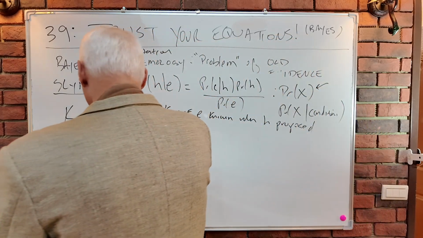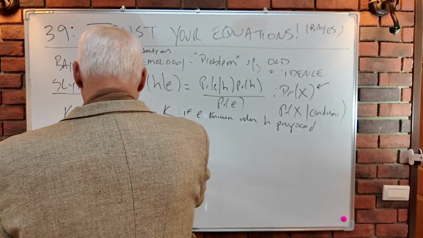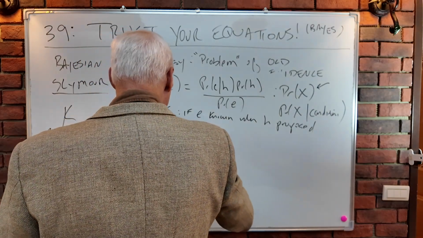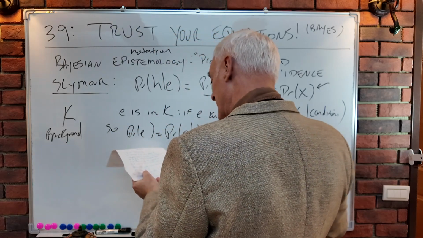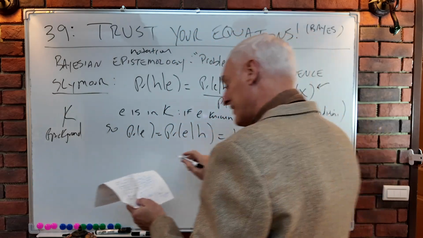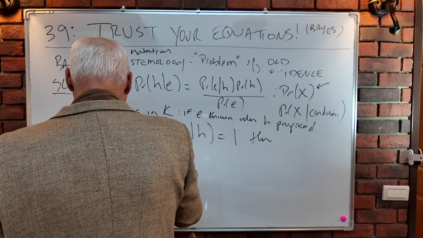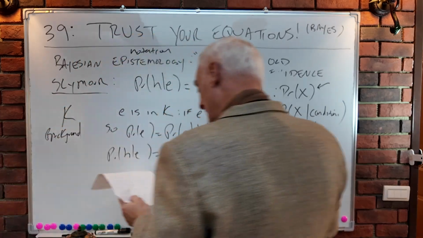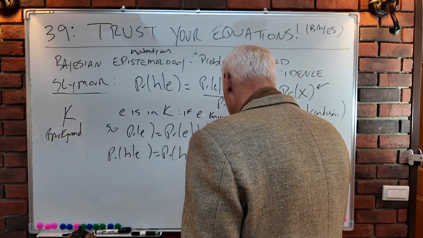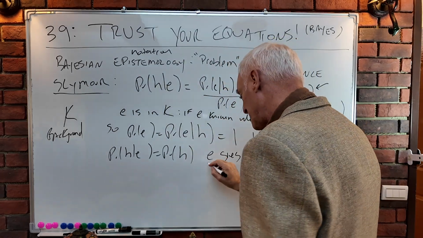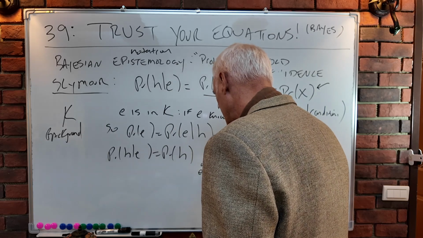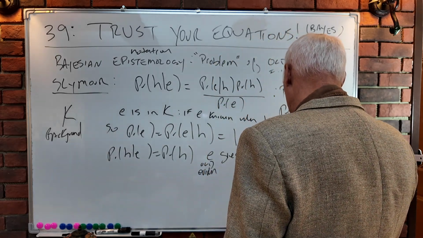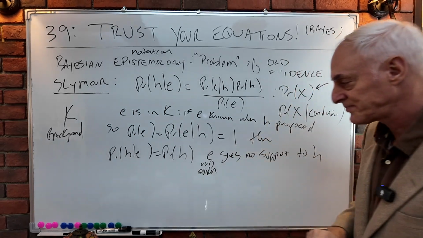So, this is Glymore's problem. Probability of E equals the probability of E given H equals 1. Then, the conclusion is the probability of H given E equals the probability of H, and therefore E, the old evidence, gives no support to H.